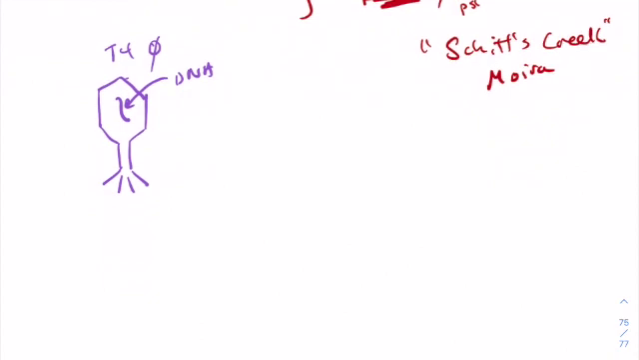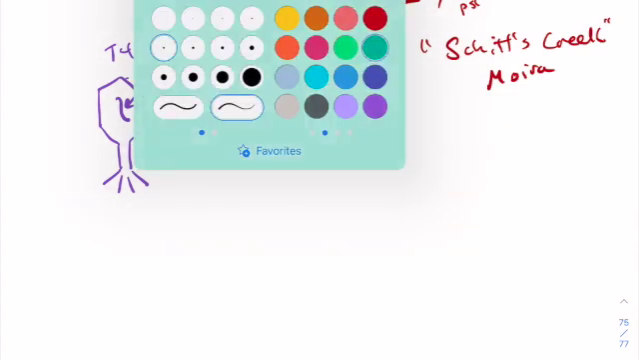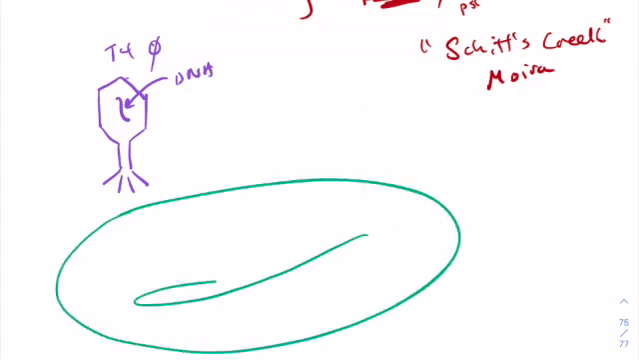All right, when this guy infects bacteria, let me use green here. Here's a green bacterial cell right here. Well, this little phage will basically land right on the cell, and it will attach, kind of like coronavirus will attach to human cells through the ACE2 receptors there.